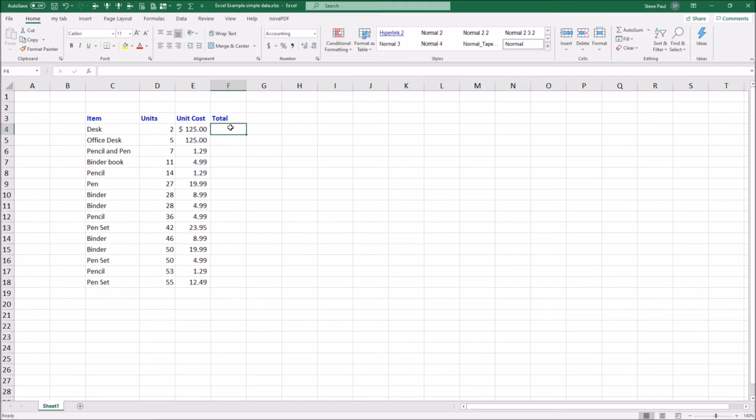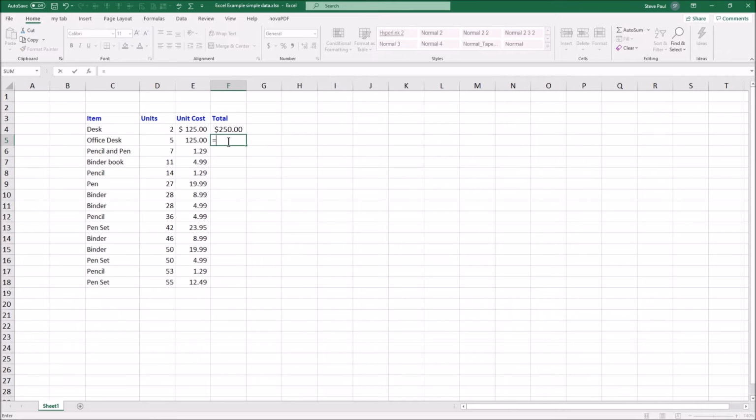Here we can do an equal, and this 2 is in D4, so we can type in D4, and then we can do the multiply sign. And unit cost is in E4, so we put in E4, hit enter, and we get 250. But we can also do it another way. So in this example here, we'll try it a different way.